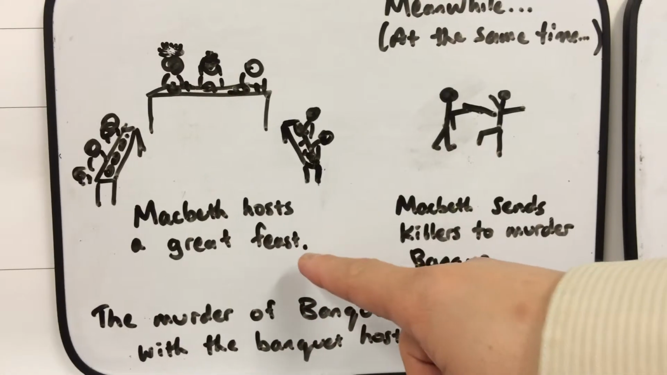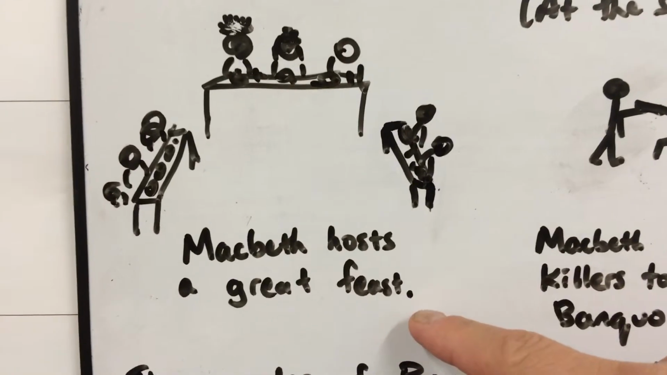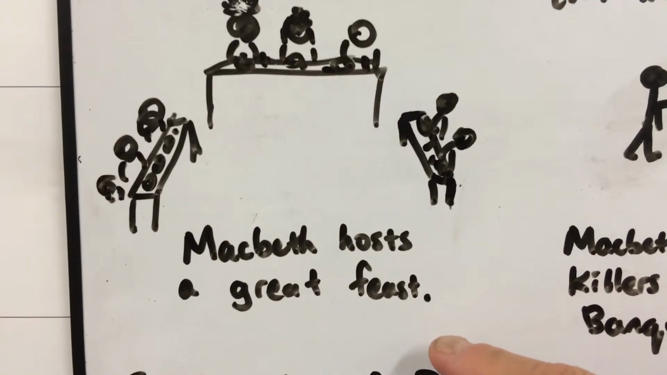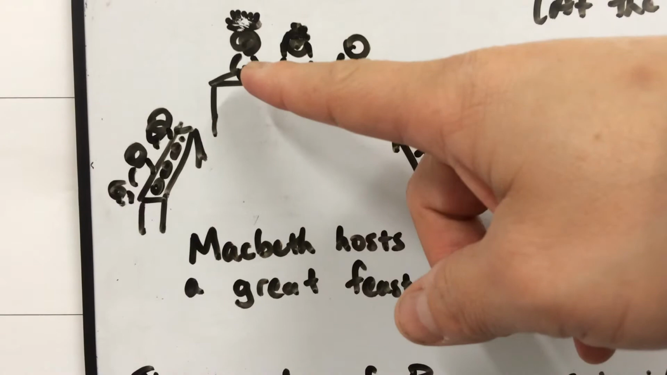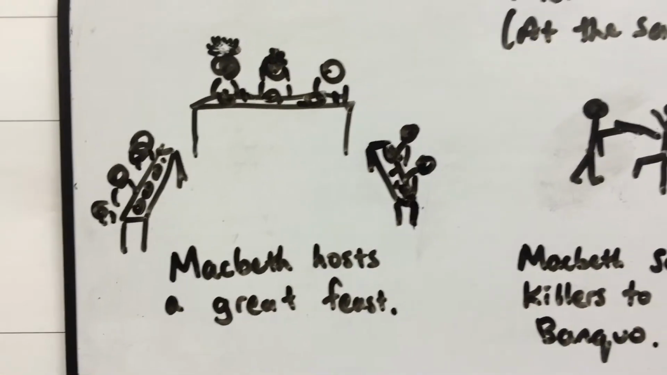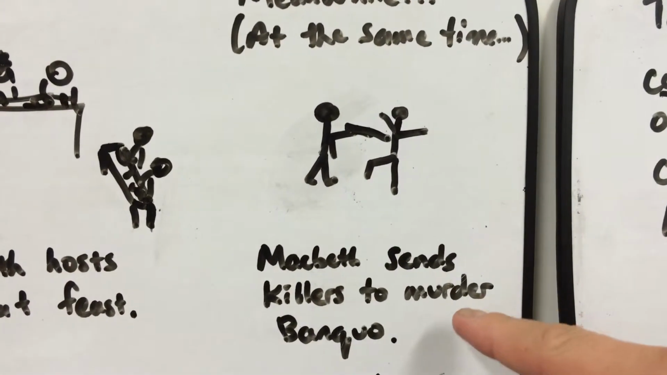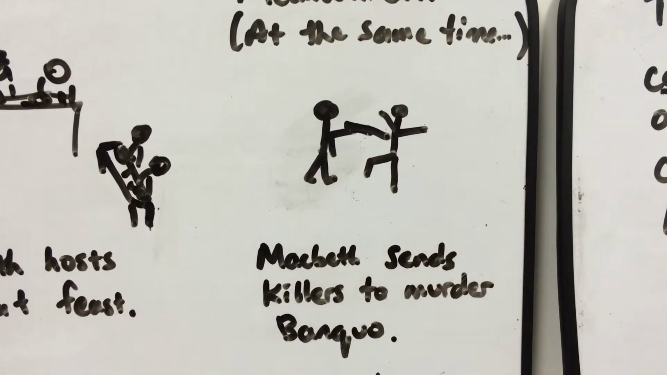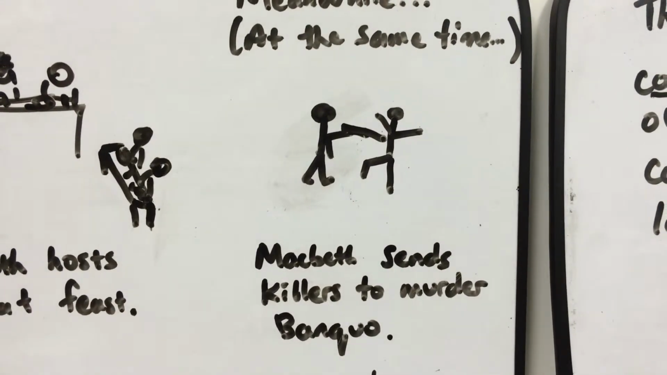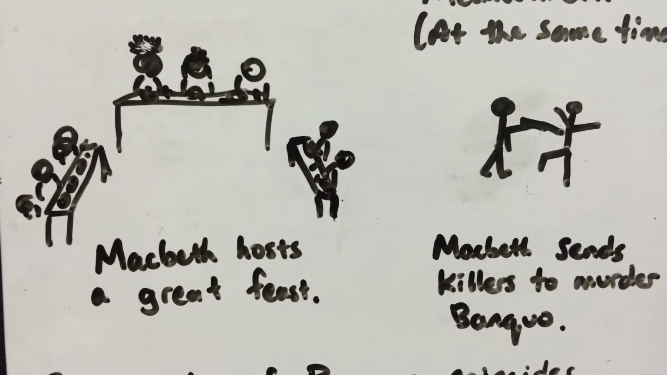And so what happens is you have in the great play by Shakespeare, King Macbeth hosting a great feast. Here's Macbeth. Everyone's eating merrily. And meanwhile, at the same time, you have Macbeth who sends killers to kill his rival Banquo. So these are 2 events happening at the same time.